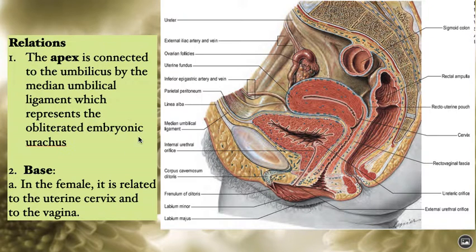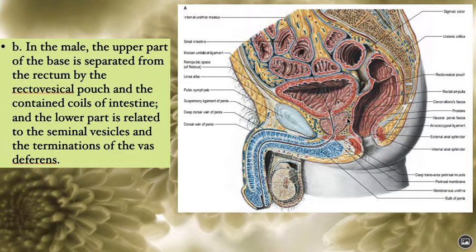Relations. Now, the apex of the bladder is connected to the umbilicus via the median umbilical ligament, which is representing the obliterated embryonic urachus. The base in the female is related to the uterine cervix and the vagina. In the male, the upper part of the base is separated from the rectum by the rectovesical pouch that contains the coils of the intestines, and the lower part is related to the seminal vesicle and the termination of the vas deferens.